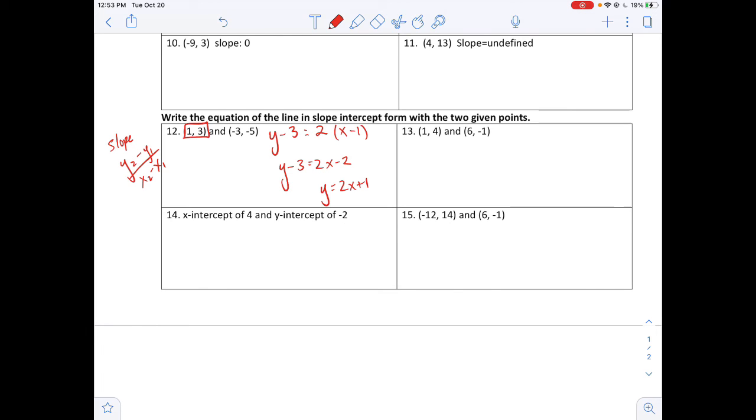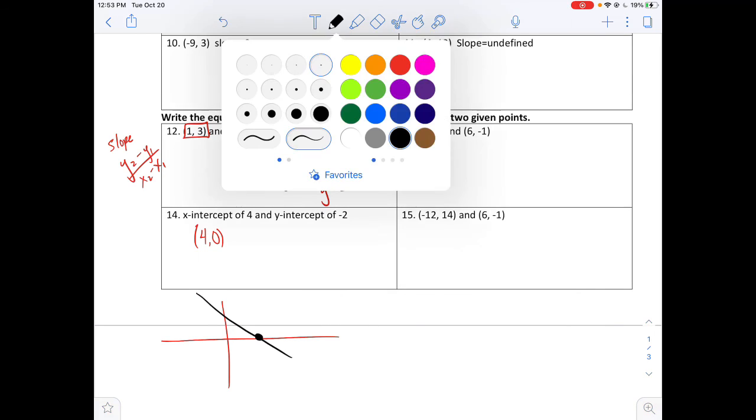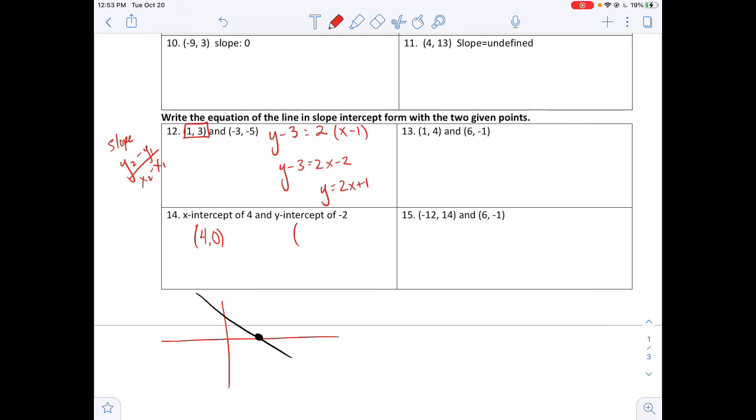Number 14 is a little bit different. Remember, our x-intercept, we don't have a y, because our x-intercept, we're looking at where does it cross the x-axis. So at that point, y would be 0, and our y-intercept is where it crosses the y-axis, so our x would be 0. There's our points, and then solve from there.